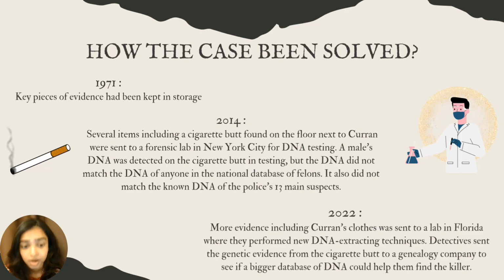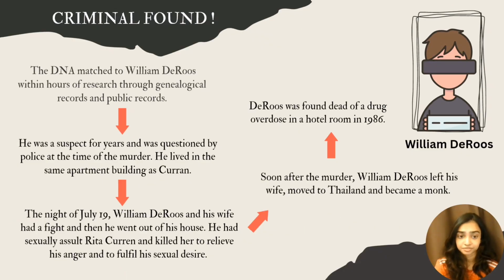In 2022, more evidence including Karen's clothes was sent to a lab in Florida where they performed new DNA extracting techniques. Detectives even sent the genetic evidence from the cigarette butt to a genealogy company to see if a bigger database of DNA could help to find the killer. Finally, the criminal has been found. The DNA matched William D. Roos within hours of research through genealogical and public records.